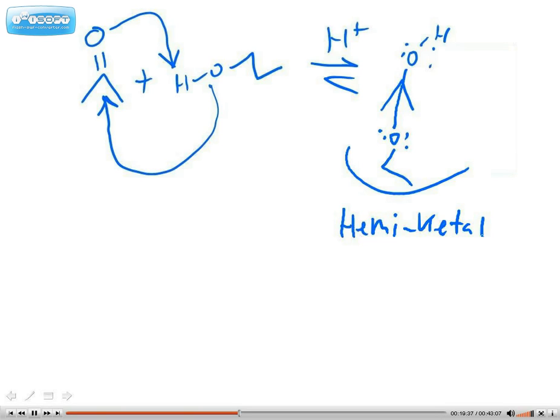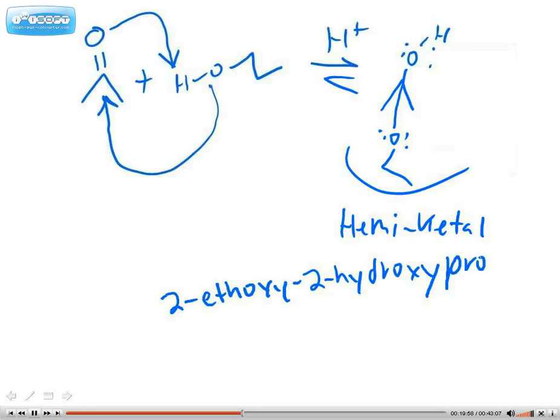And the proper name for this product right here is a 2-hydroxy. Actually, I take that back. I need to alphabetize it. 2-ethoxy, 2-hydroxy propane. Okay, so that one's pretty straightforward.